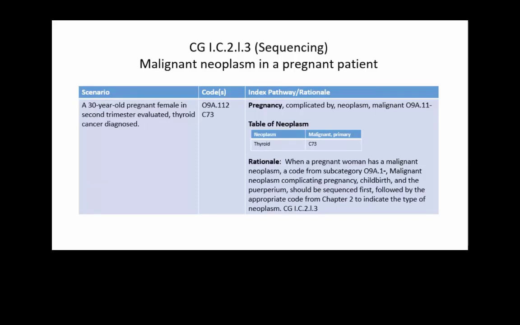This guideline has to do with cancer in a pregnant patient. I'm giving you an example here. We always would use that O9A.11, and then your 6th character in this case is your trimester. The number 2 indicates the 2nd trimester. And then I've given you there the guideline.